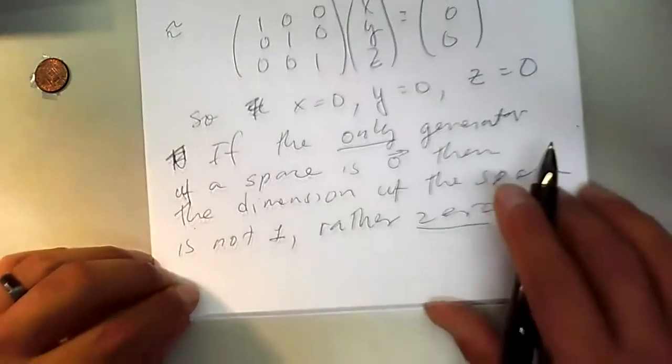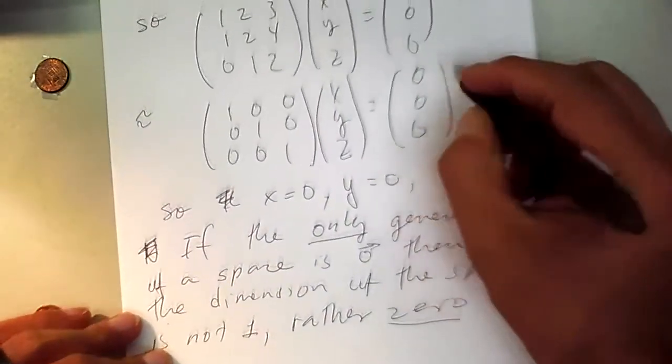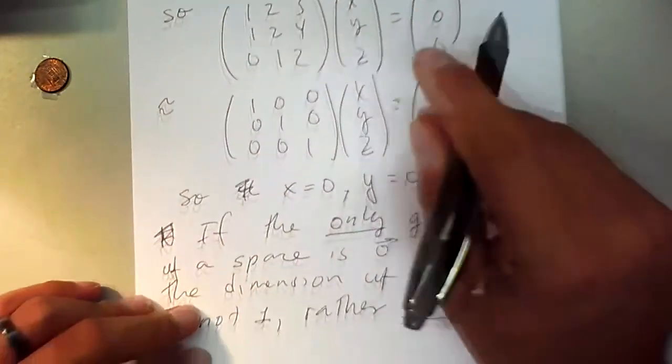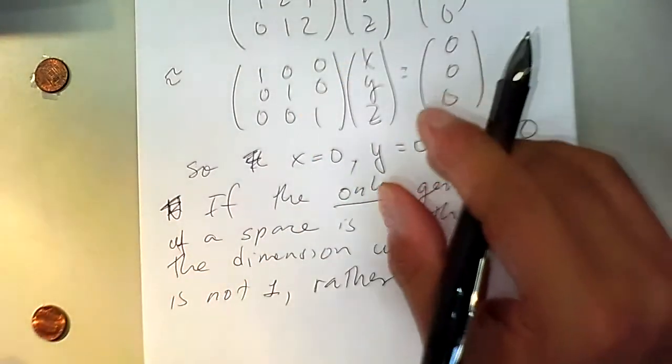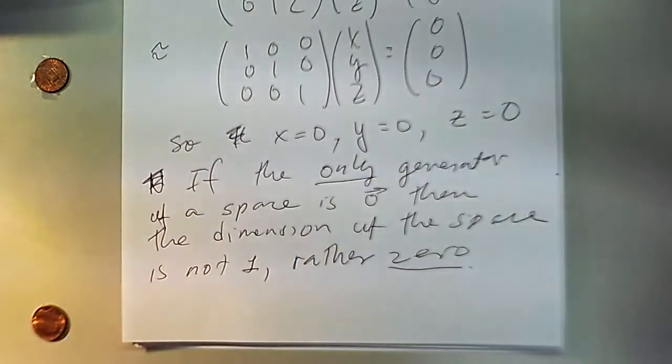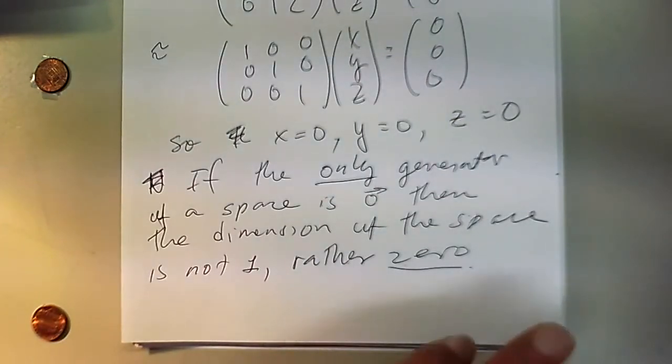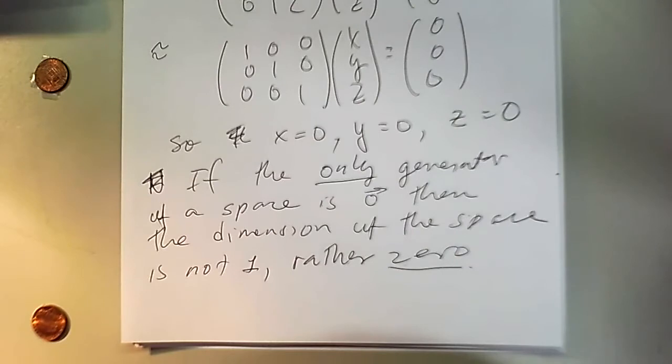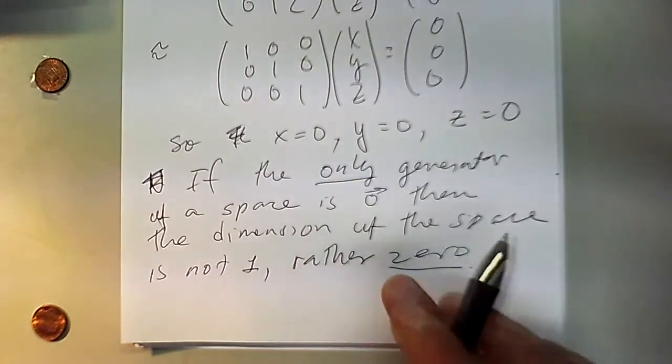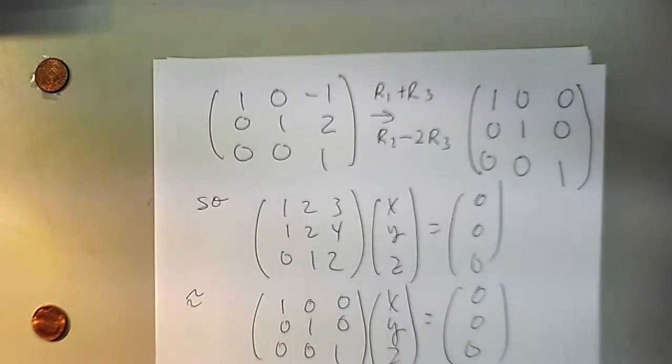So there's only one solution, 0. No more solutions. We have what is called a trivial space. Just one solution, and that's it. There's no more solutions whatsoever, just one point, as opposed to a line, a plane, a space.